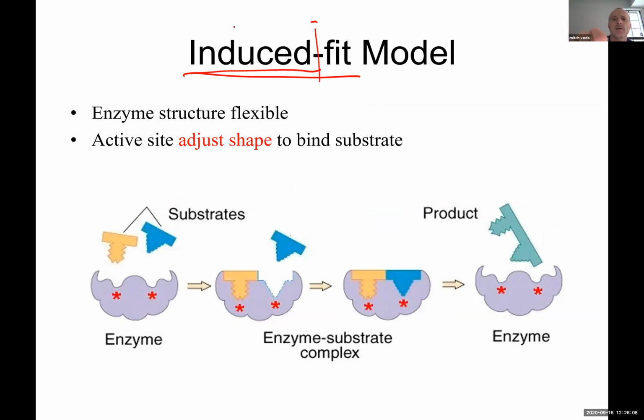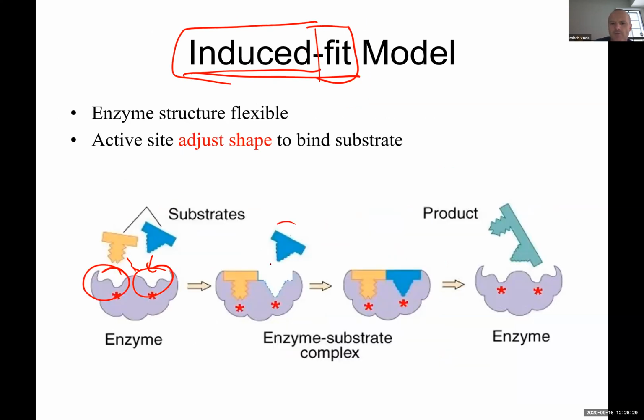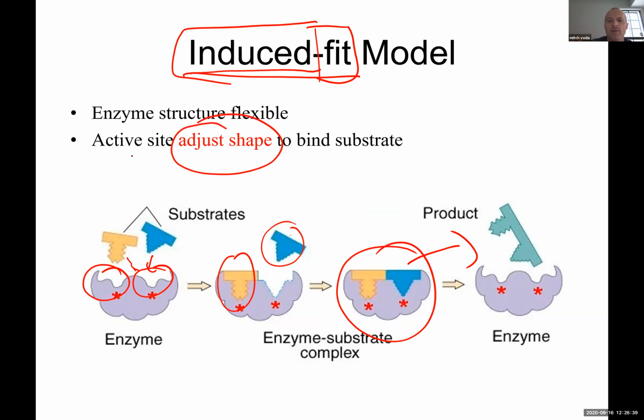Induced fit, as the name tells you, basically you induce it, you push it to fit. So in this case right here, if you look, these substrates come and try to fit in here, but the active site doesn't look like this one right here, that fits perfectly with the substrate. So what is it going to do? These two substrates come in here, they push so they can fit in there perfectly. Once they fit, they can turn into product. In this case, the active site of the enzyme adjusts its shape.